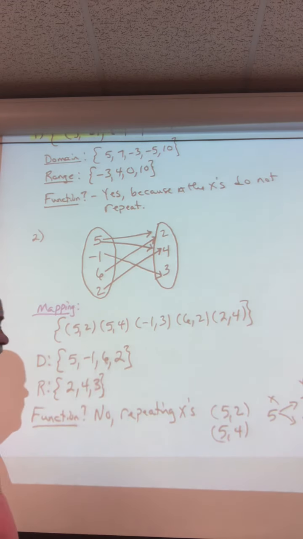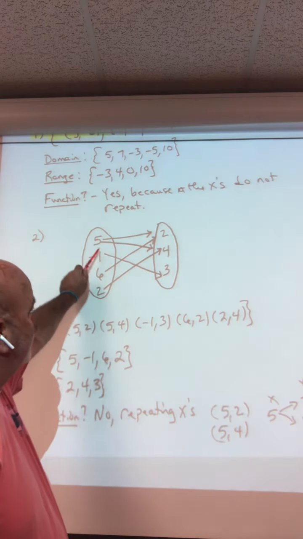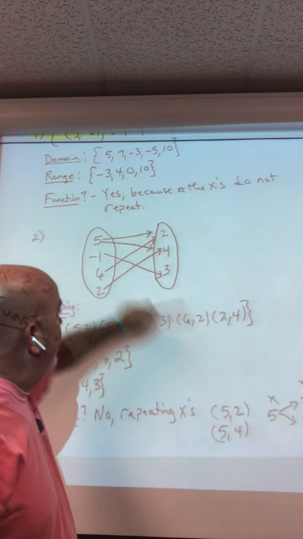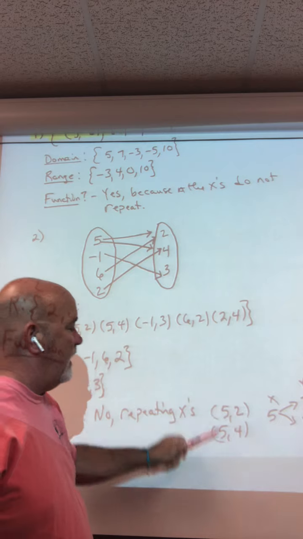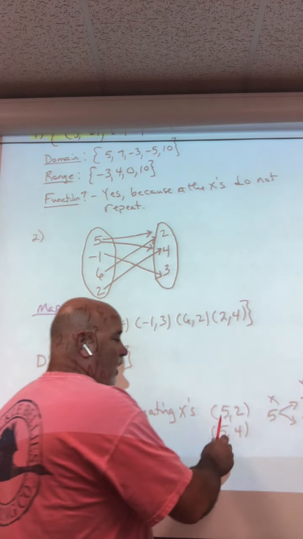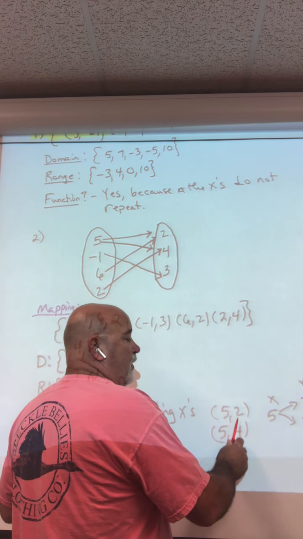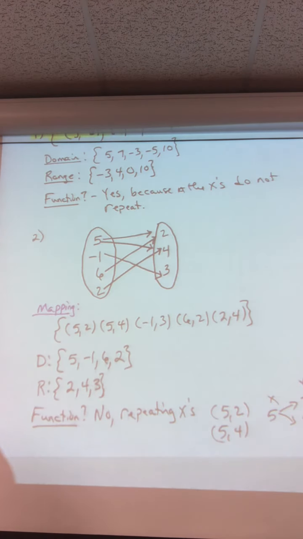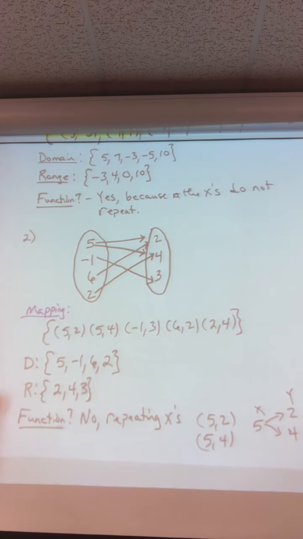Now, is this one a function? No, because you have an x value of 5 that is paired with 2, and an x value of 5 that is paired with 4. So you have one x value paired with 2 y values. So no, that relation is not a function because the x's repeat in your ordered pairs.